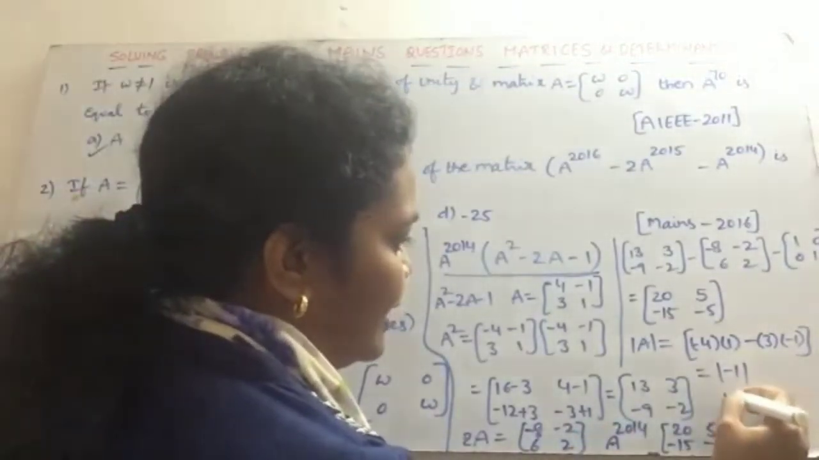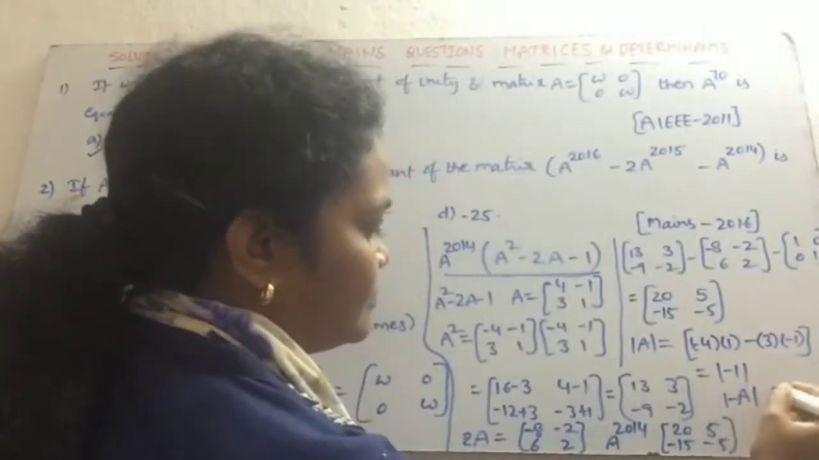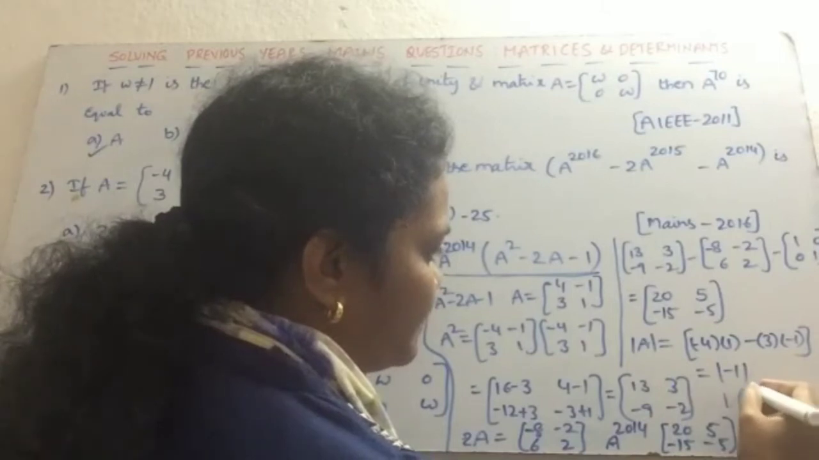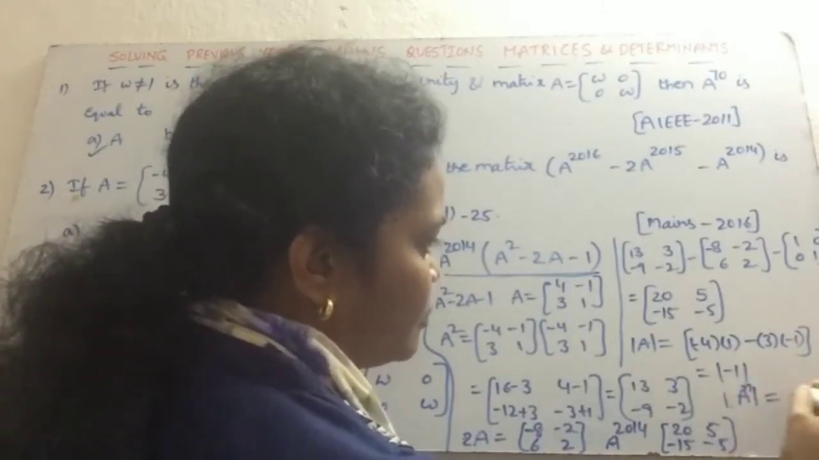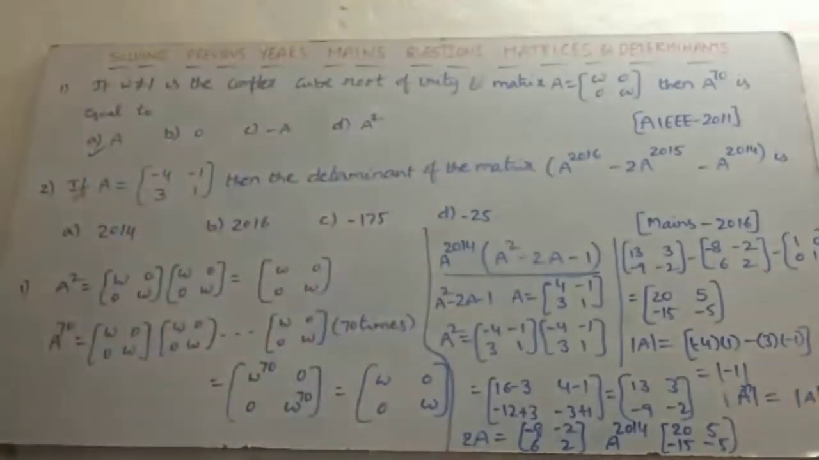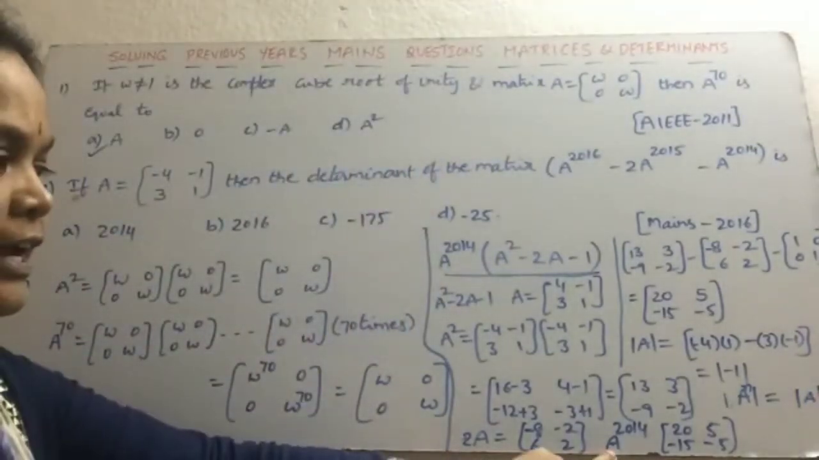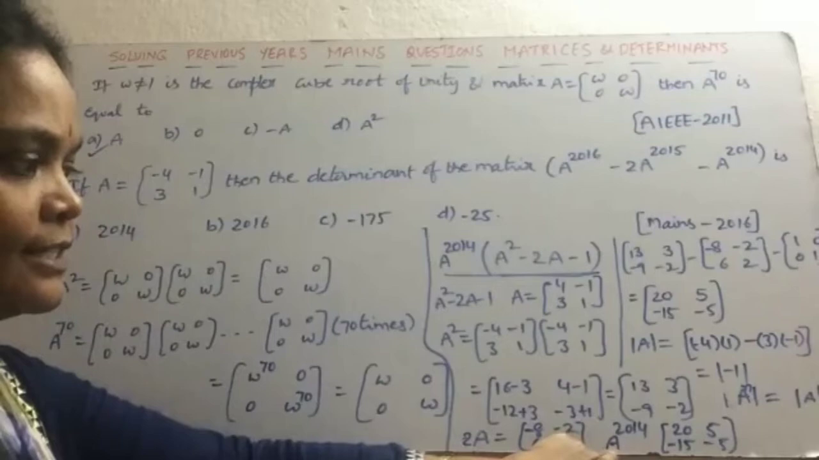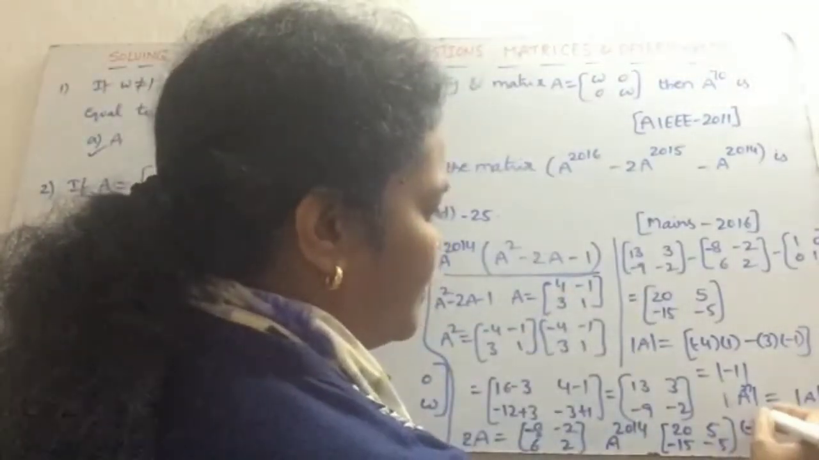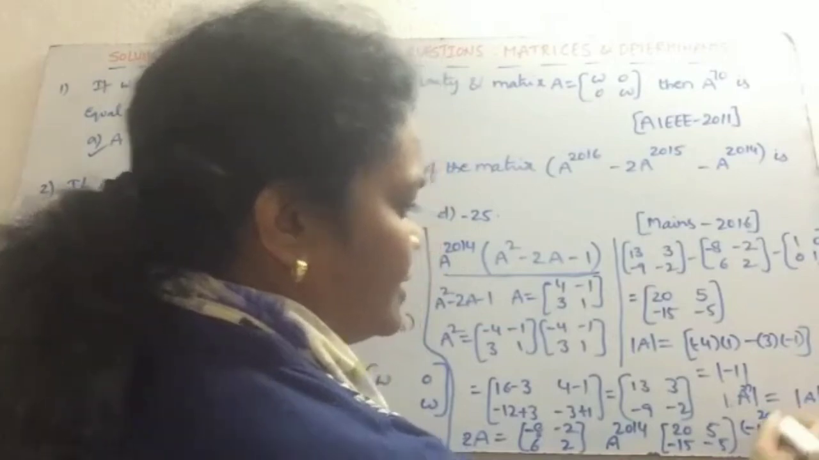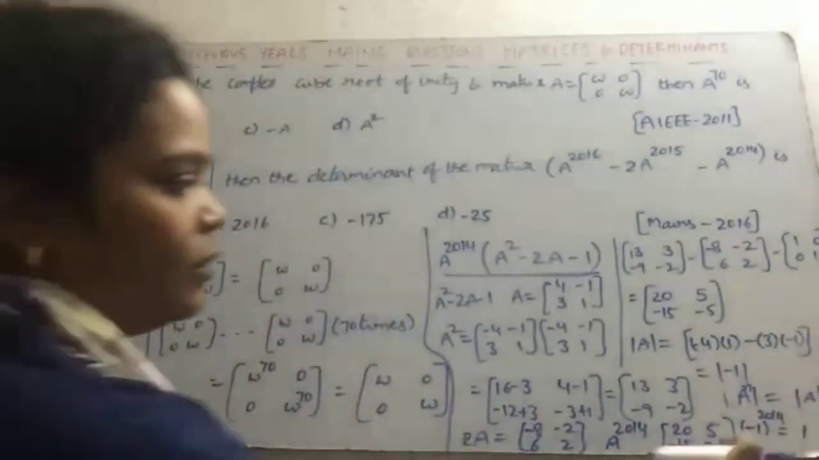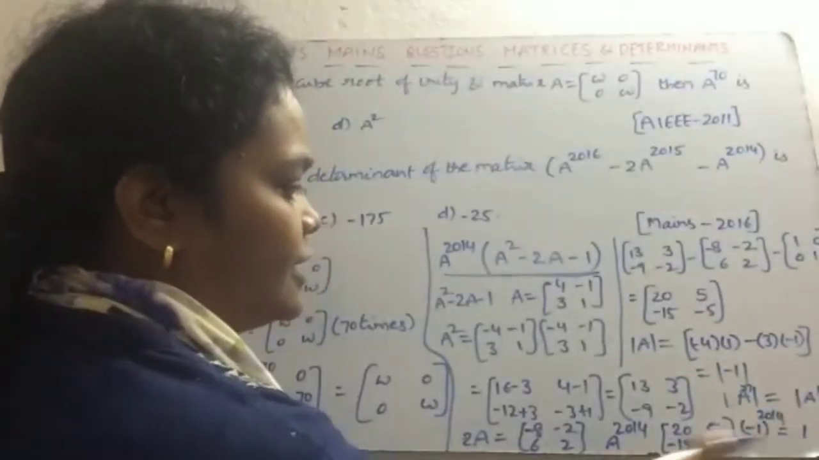We know that (-a)^n = a^n when n is even. So here I will write a as minus 1, that means (-1) to the power of 2014. This is an even power, that means 1. So a to the power of 2014 is 1.